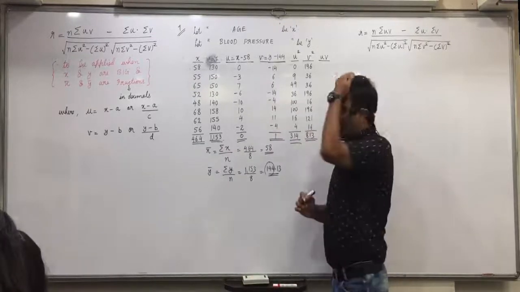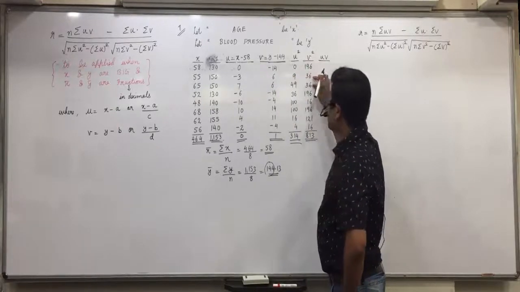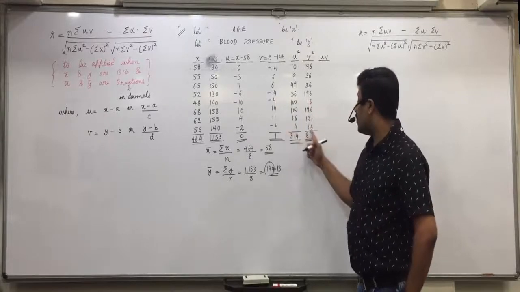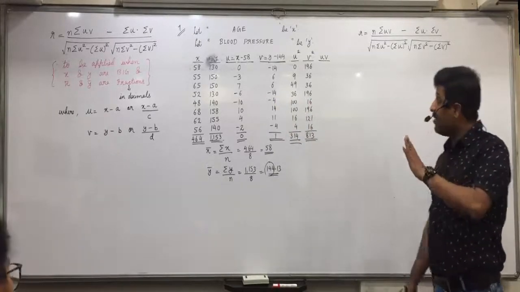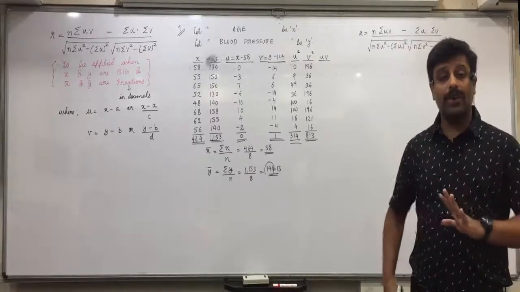How is V square obtained? All the values of V are squared. 14 square 196, 6 square both 36, again 14 square 196, 4 square 16 and so on up till 4 square 16. Anyone having any doubt with this? All are clear with it?